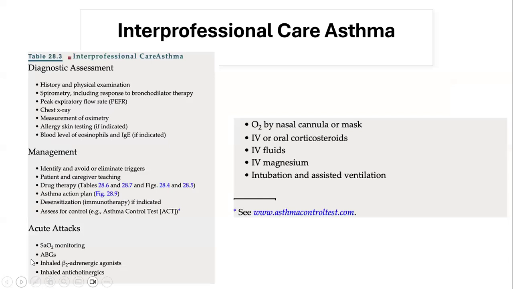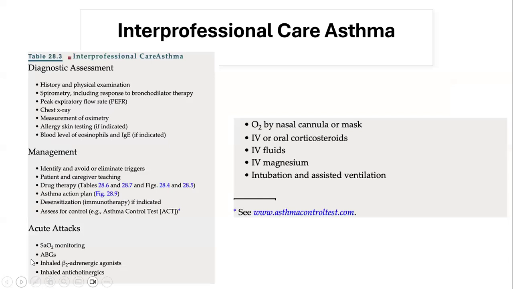For management of a patient with asthma, the first one is really important: to identify, avoid, and eliminate the triggers, and also give health teaching about how to prevent the triggers to the patients and caregiver.